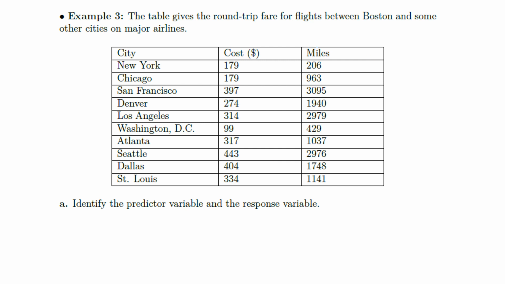So we're going to just note that miles is going to be our x and cost is going to be our y, meaning that our predictor is equal to miles and our response will be cost.